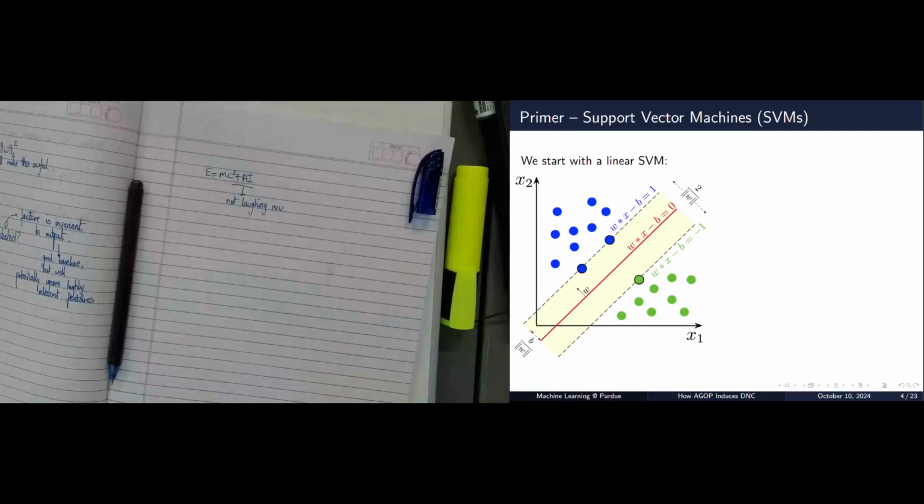Alright, so background and intuition. We can start with a very simple SVM. How many of you are familiar with SVM? Can I get a show of hands?